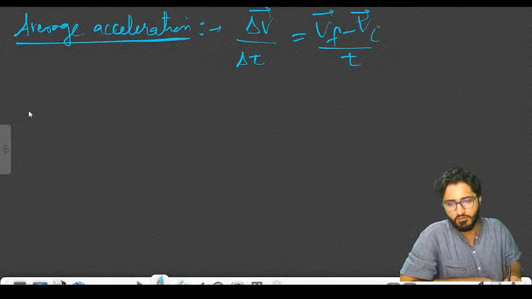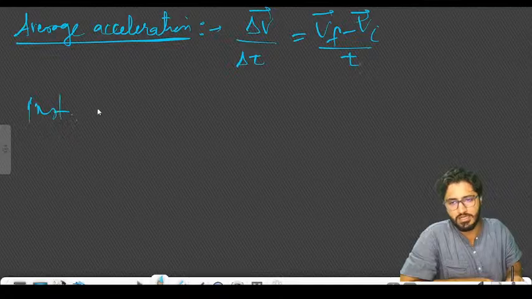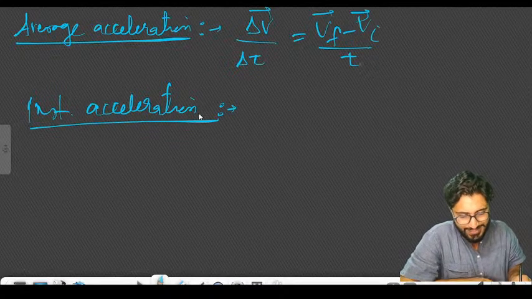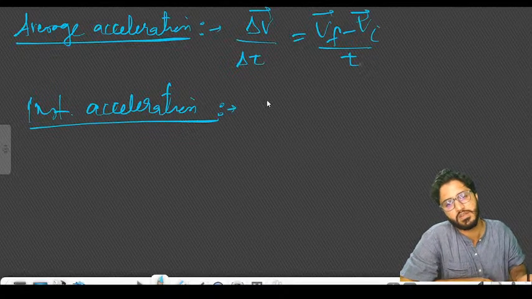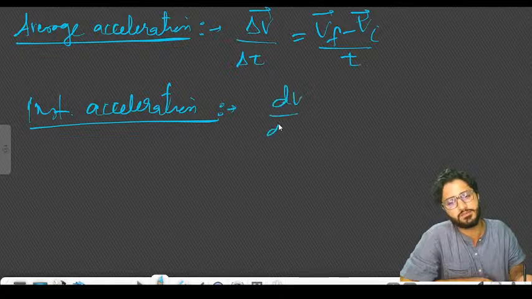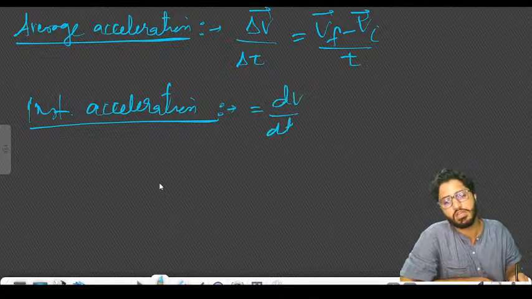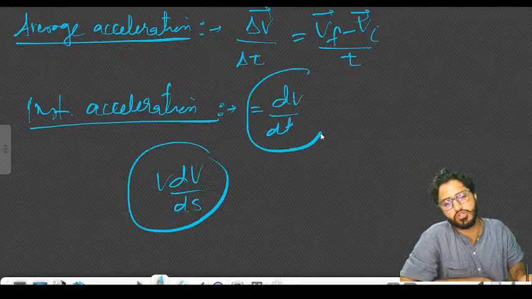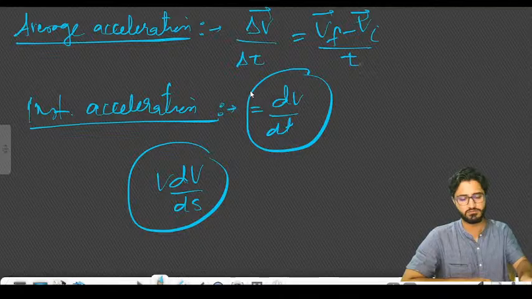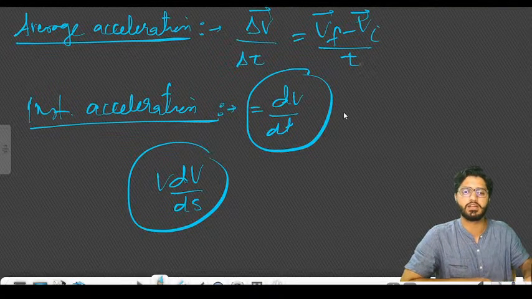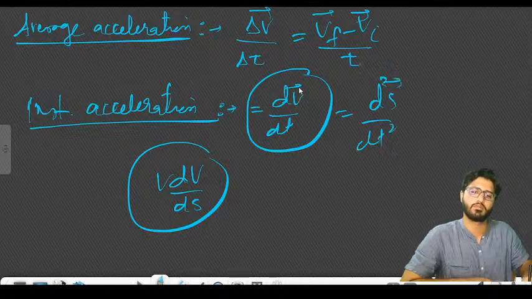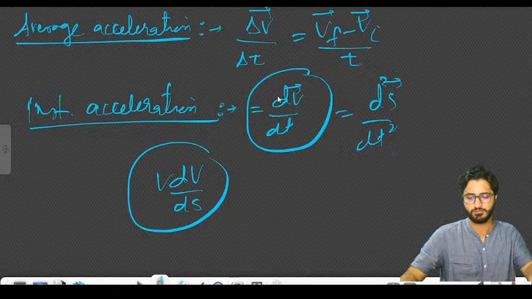Done. We are having the last part, known as instantaneous acceleration. What does instantaneous acceleration mean? It is dv by dt, or it is v dv by ds. These two formulas you need to remember. Or you can write d square s by dt square. Some formulas for it also.